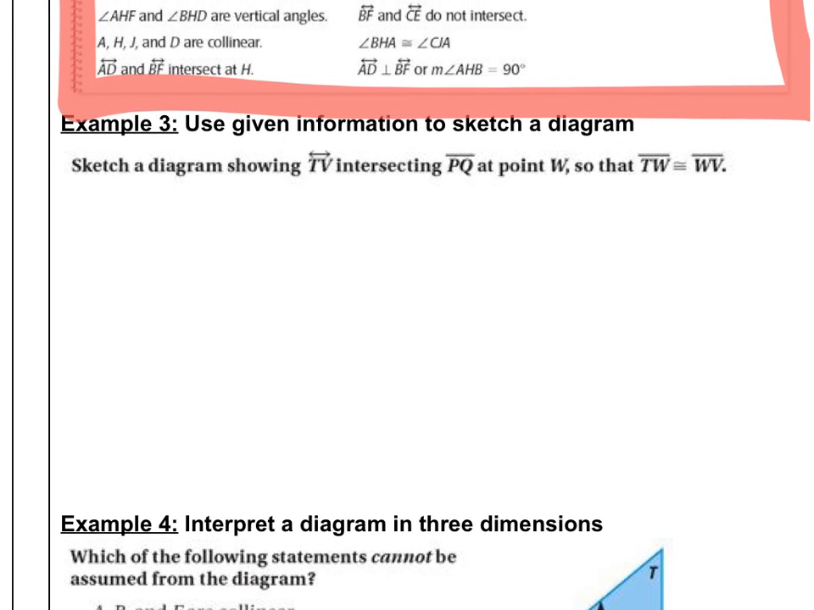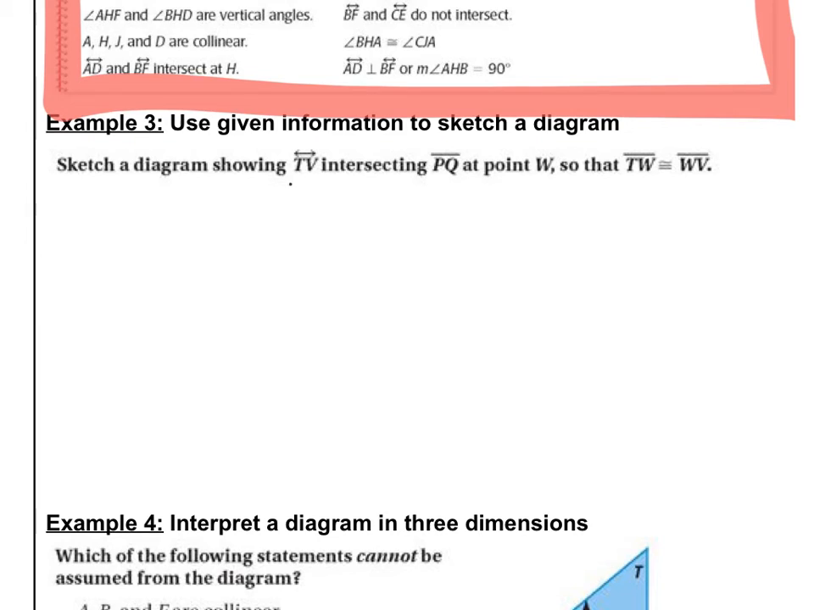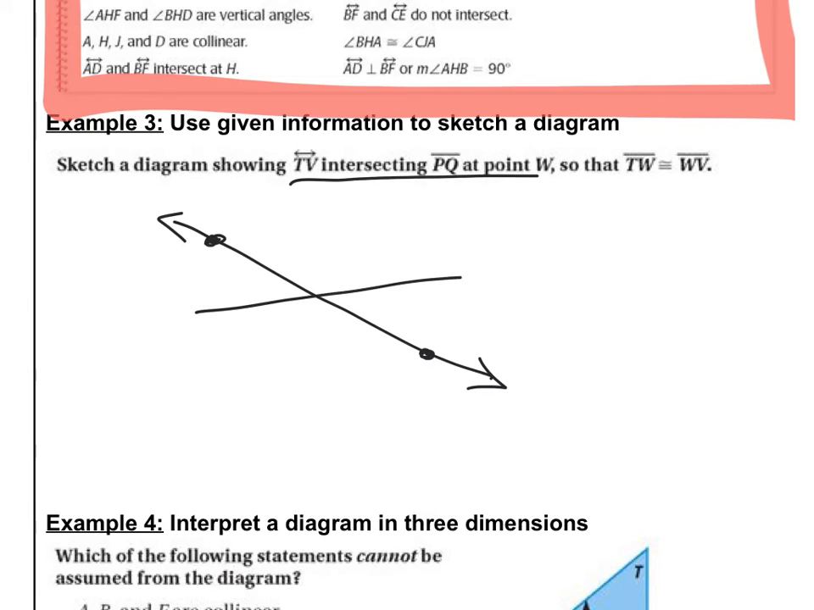We're going to sketch a diagram showing line TV intersecting line segment PQ at point W, and so that TW is congruent with WV. So let's do this first part here, where we are drawing a line and line segment intersecting. So we have TV, and we have PQ, and they intersect at point W. So that's the first half of it.